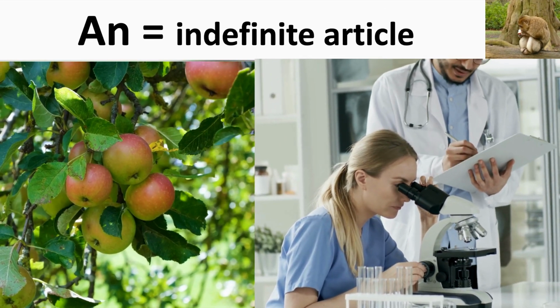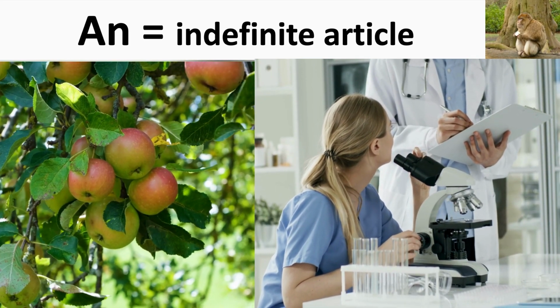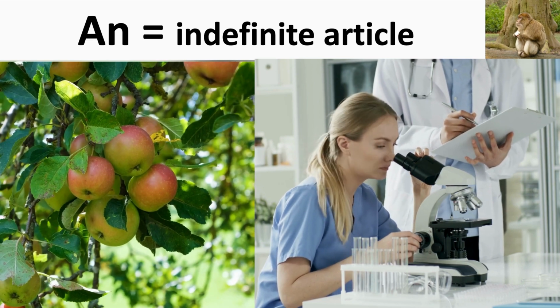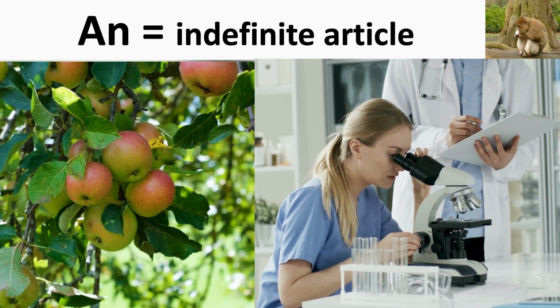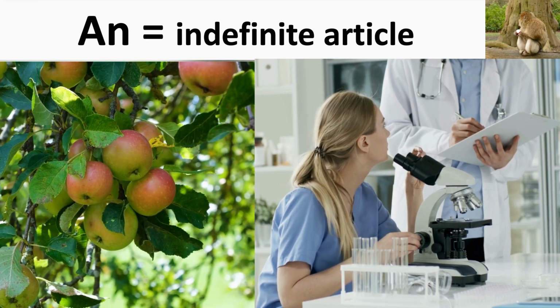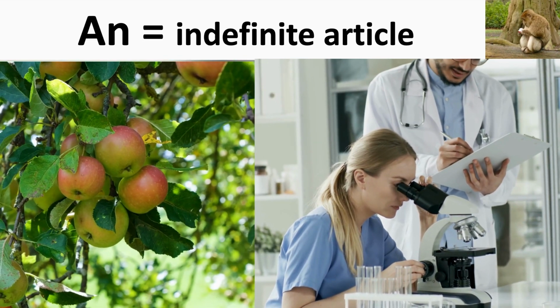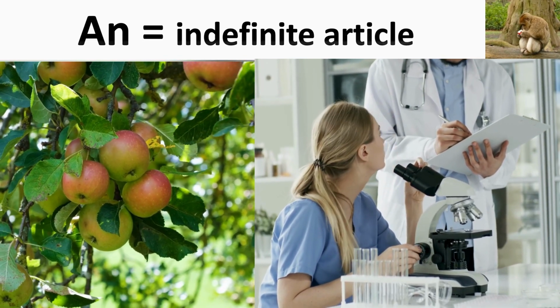The first word is an. An, A-N. In grammar, an is called an indefinite article. We use it with nouns that start with a vowel. For example, apple. We don't say a apple, we say an apple. Let's see the example.